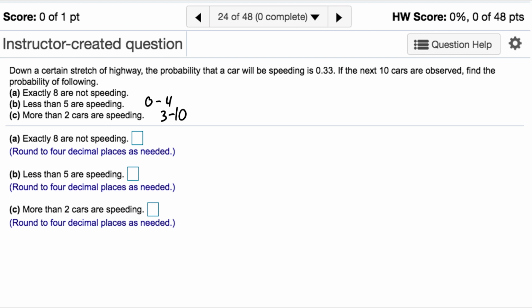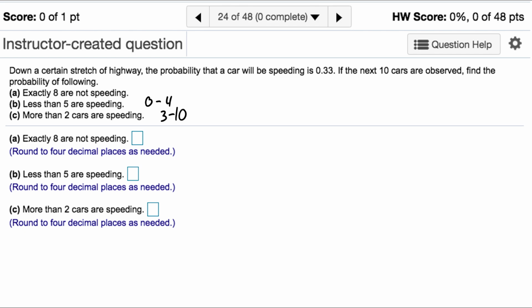So on A, we'll be using binomial PDF, and then B and C, binomial CDF. One of those we will need to subtract from 1, one we won't. So I'll let you figure that out. If you're confused on which you do where, feel free to shoot me an email.